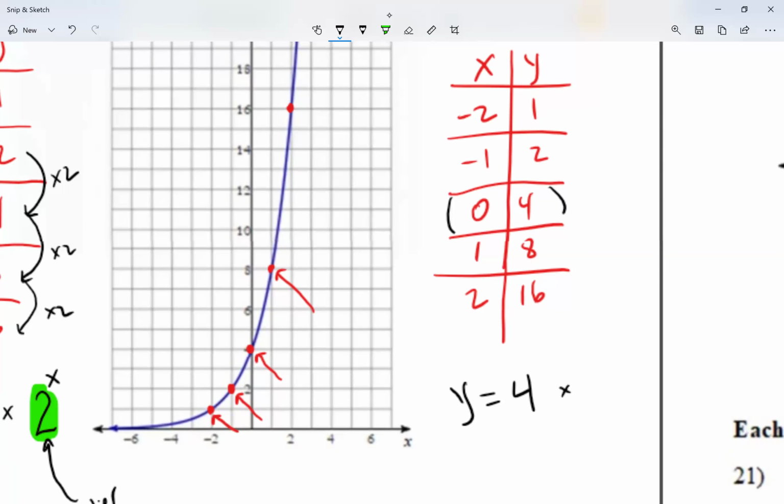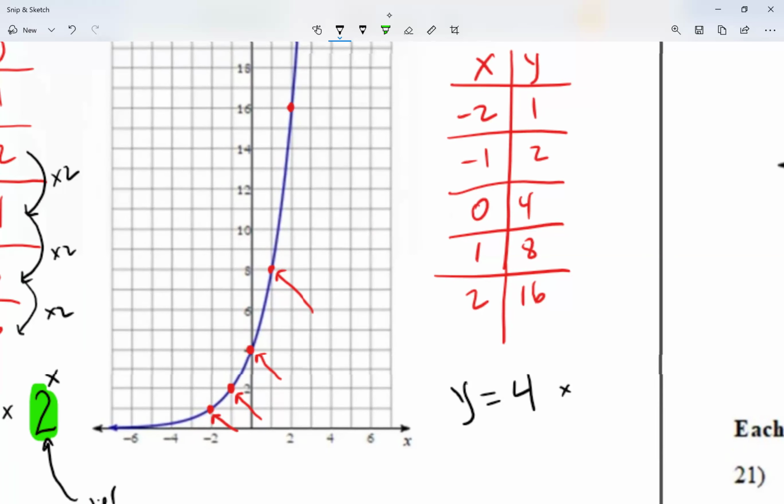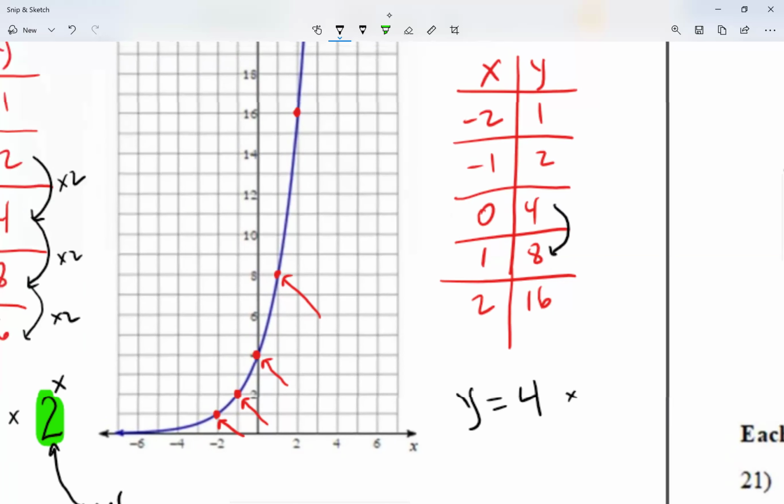Okay. Now, what's my multiplier? Looking at the x values, what do I do for 4 to become 8? Well, I multiply by 2. For 8 to become 16, I multiply by 2. My multiplier is 2. Going down, my multiplier is 2. Going up, I divide by 2.